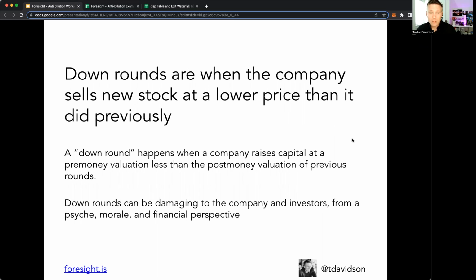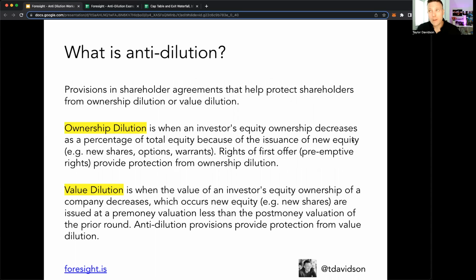A down round is what happens when a company sells stock at a lower price than it did in the past. Technically, that means the company raises capital at a pre-money valuation that is lower than the post-money valuations of previous rounds. Down rounds may happen, and there may be nothing you can do about it as a company, but they can be damaging to a company and its investors, from a psychological or morale perspective, but also from a financial perspective. And that's the kind of thing I want to focus on today.